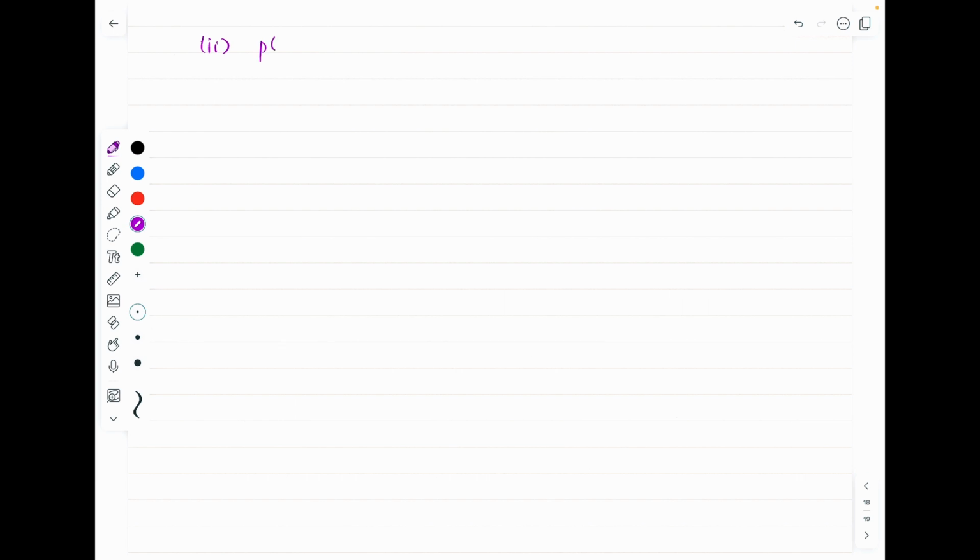Second question is p of x equals x minus 5. Same thing again you do. You make p of x equals 0. So instead of p of x you write x minus 5 equals 0.